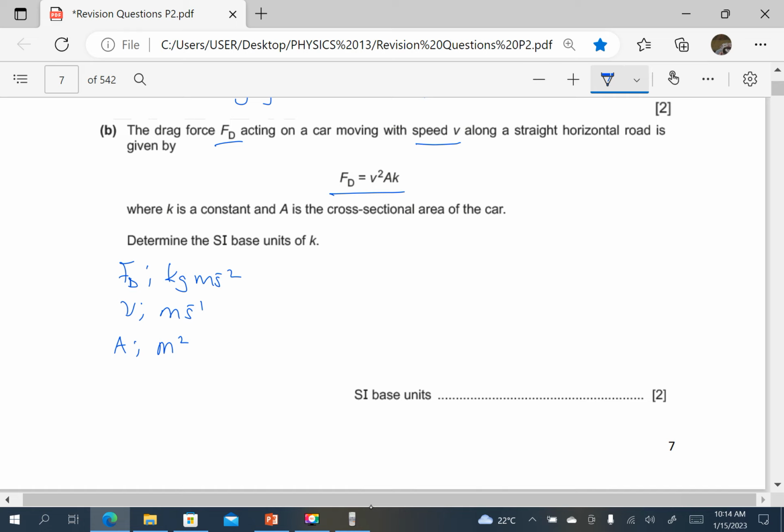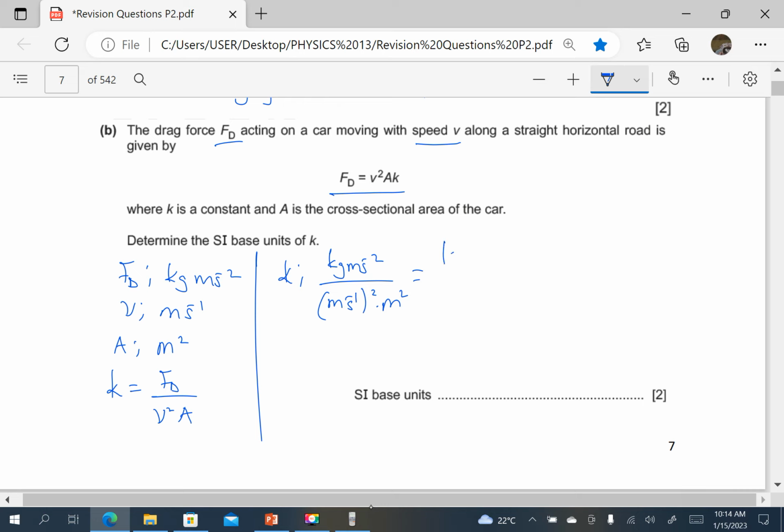So we want to find the units of K. We make K the subject from that expression. K is going to be equal to Fd divided by v squared times A. So it means the units of K, we are just going to substitute Fd, which is kilogram meters per second squared, divided by meters per second, but this one is squared, times meters squared. So we simplify.